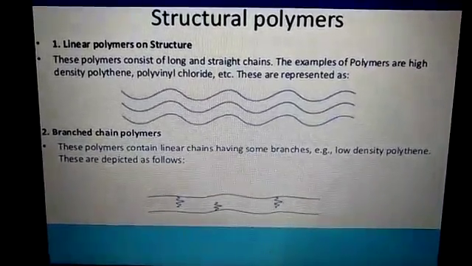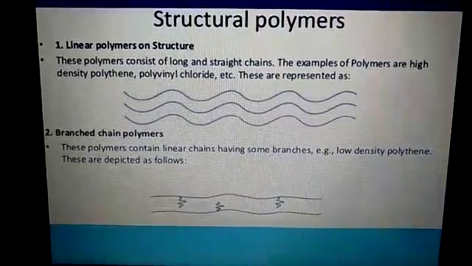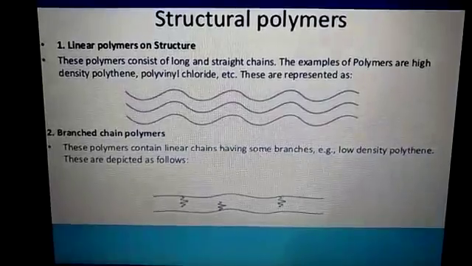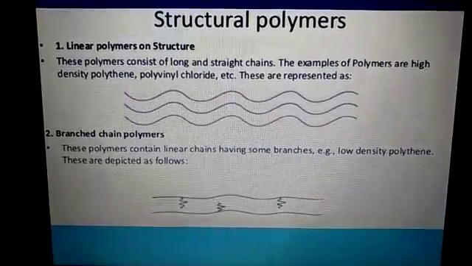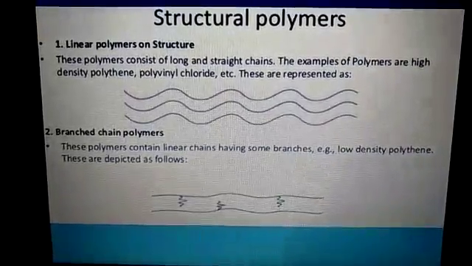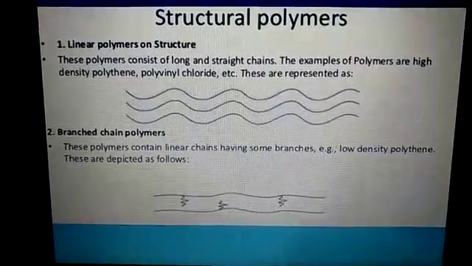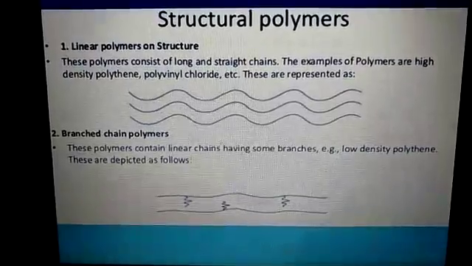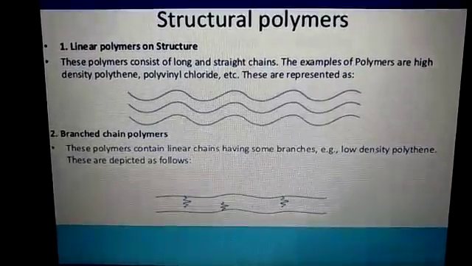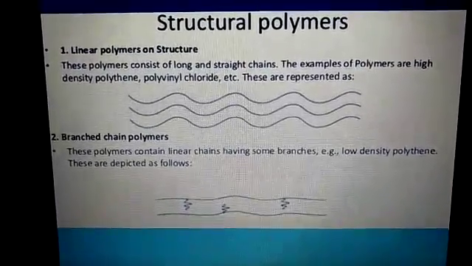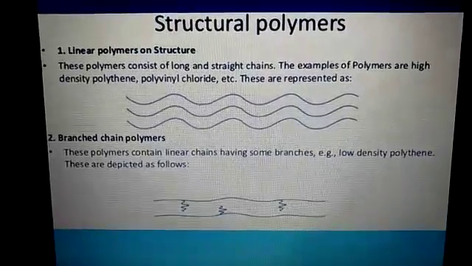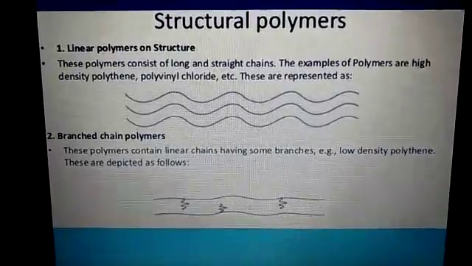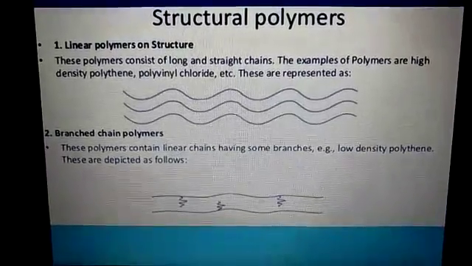Second is branched chain polymers. In this polymer, the monomer units not only combine to produce the linear chain but also form branches of different lengths. These branches do not allow the main chain molecules to come close together. As a result, they have low melting point, density as well as tensile strength. Example, amylopectin and glycogen are examples of branched chain polymers.